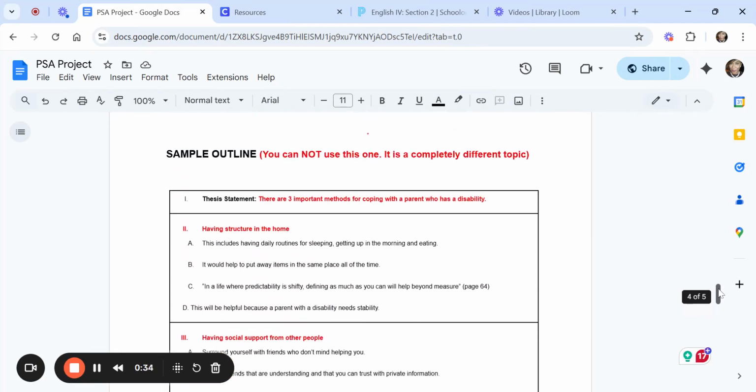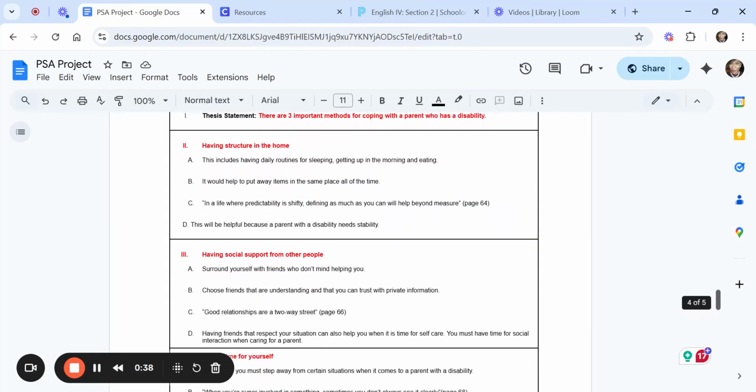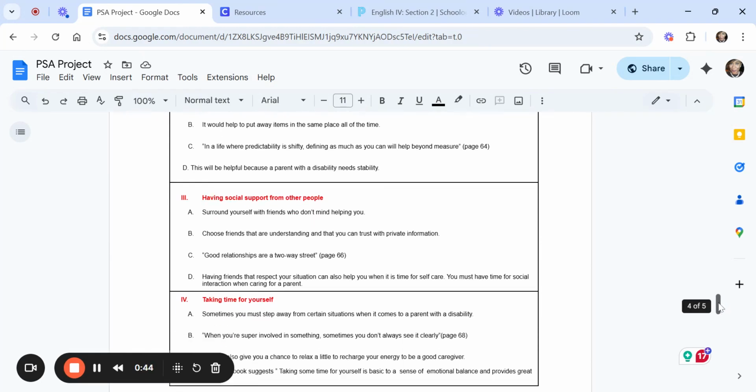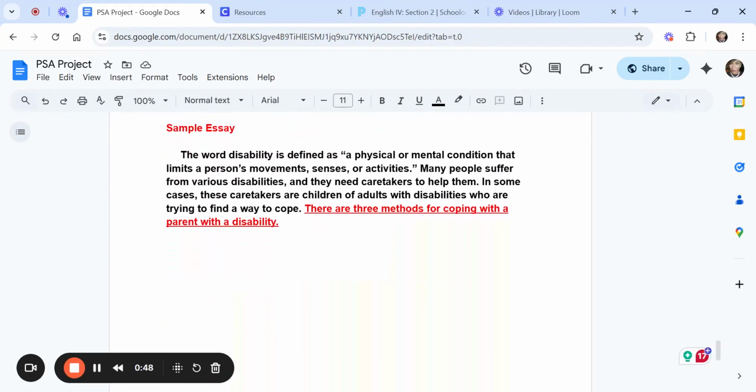But first of all, I'm going to take a look at my outline because the outline is going to determine how I organize the essay. So the first paragraph in the essay is an introduction. So I've already written the introduction. For the introduction, I decided to just start with a definition.